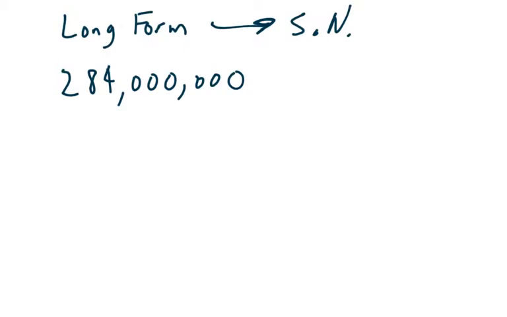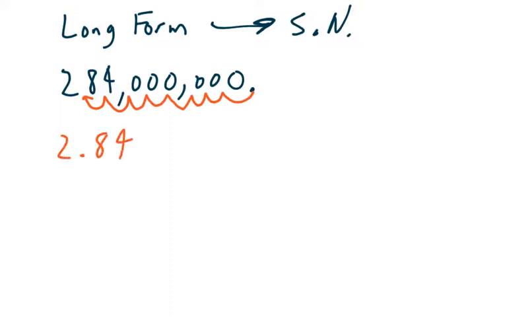Notice, in this example, I am moving the decimal point to the left. I'm over here. Okay? So if I go 1, 2, 3, 4, 5, 6, 7, 8, my answer is going to end up being 2.84.